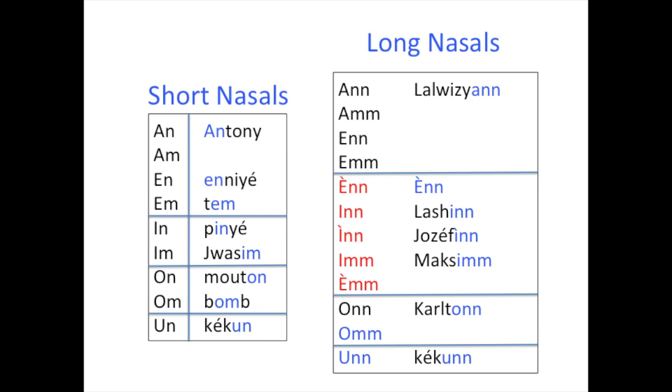Next we have "en". En can be expressed as I-N or I-M. We get it in words like peigné, a verb that means to comb. And we also get it in names like Joacin. Joacin is a male given name. So both of those make the same sound. The N and the M are not pronounced. They're nasalized.